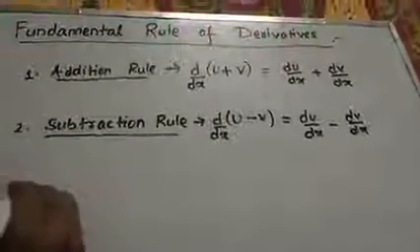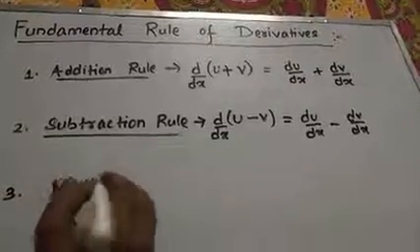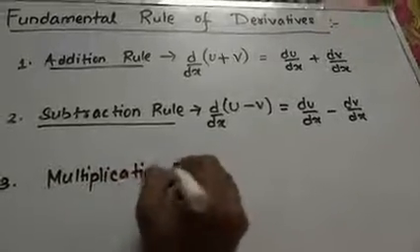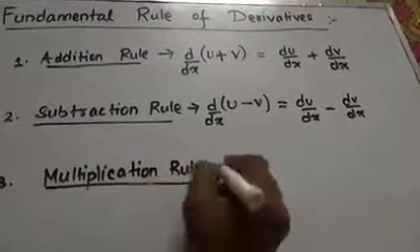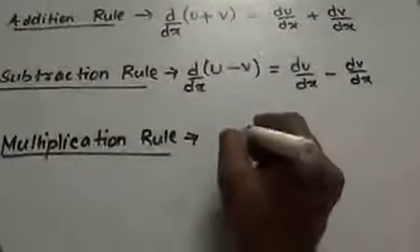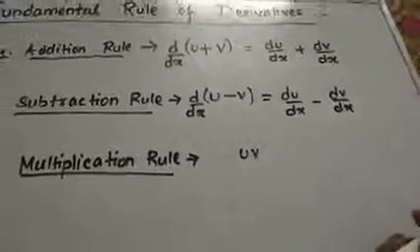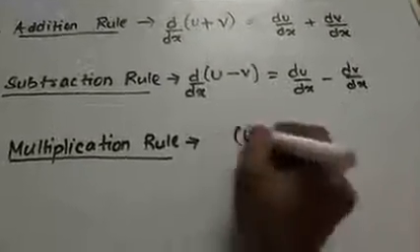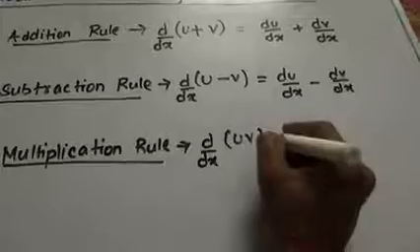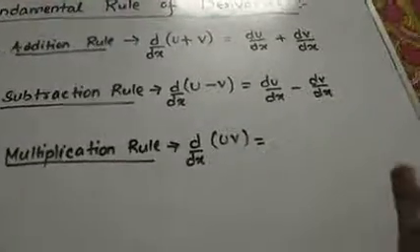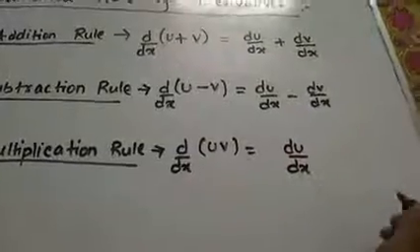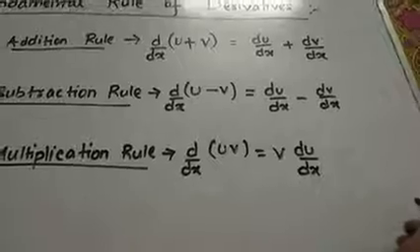Number three, multiplication rule. The multiplication rule is that you have two functions in the form of multiplication, u into v, and we have to differentiate them. So see very carefully the rule of multiplication. The rule of multiplication says that at a time we will differentiate only one function and the other function will remain out of the derivative.